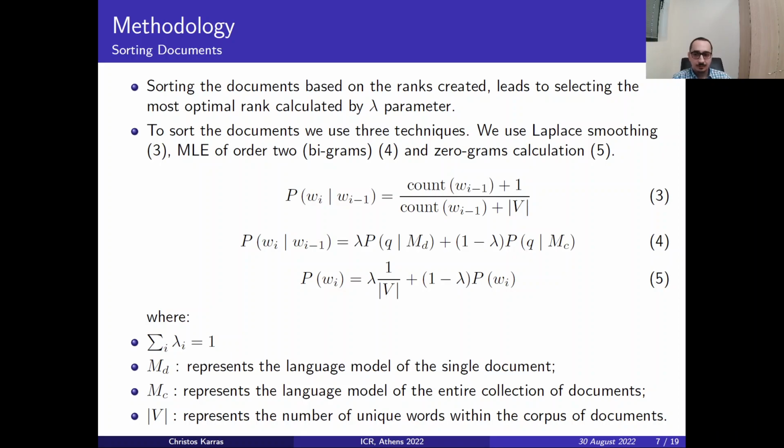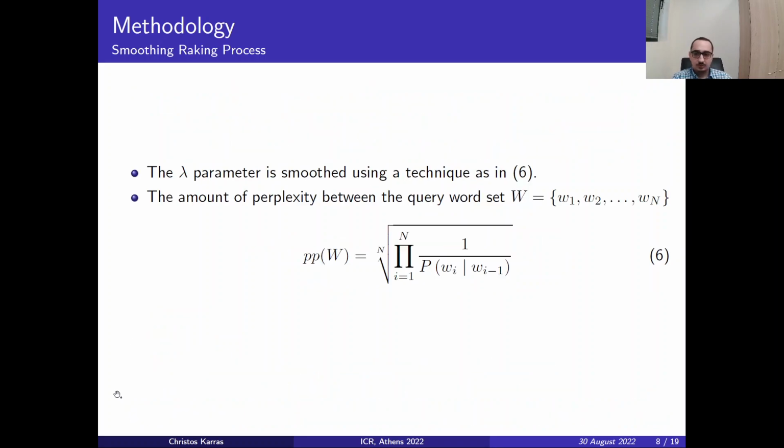the lambda parameter. To sort the documents, we use three techniques. We use the Laplace smoothing technique, which is shown in equation 3. We use the maximum likelihood of order 2, or bigrams, which is shown in equation 4. And we use the zerograms calculation, which is shown in equation 5. Where the sum of lambda i equals 1, M_D represents the language model of the single document, M_C represents the language model of the entire collection of documents, and the absolute value of V represents the number of unique words within the corpus of documents.